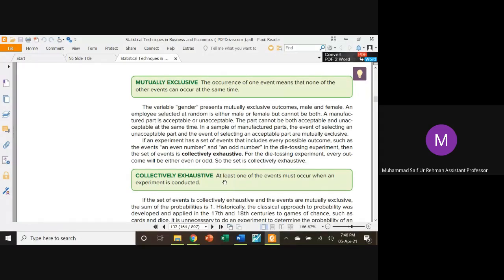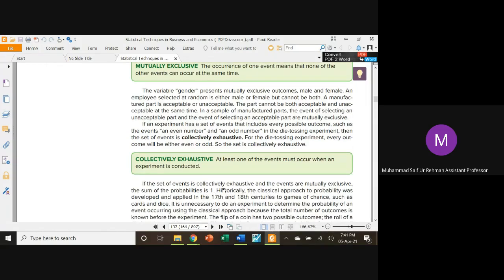So this is the definition. At least one of the events must occur when an experiment is conducted. If you are going to roll a dice, at least one outcome will be there. So collectively exhaustive means at least one will be the outcome when you perform the experiment. So this is collectively exhaustive.